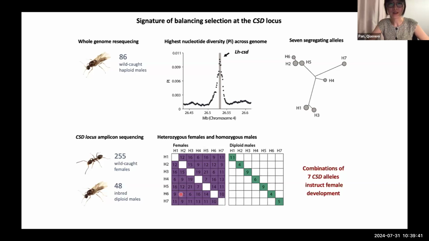So any of the 21 heterozygous combinations among the 7 alleles resulted in female development, while any of the 7 alleles, when in a homozygous configuration, always ends up as a diploid male. And this demonstrates that the heterozygous combination among the 7 alleles instructs female development in this species.